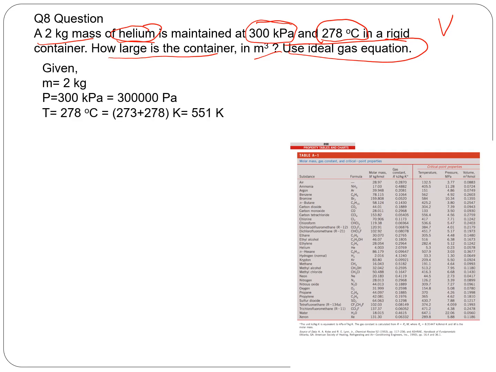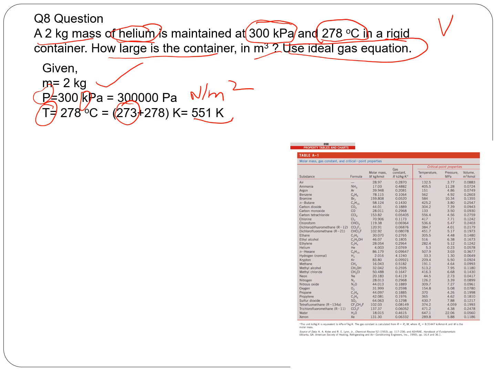So we start with what is given. Mass is 2 kg. As I said before, it's important to convert all the variables to the basic unit. Like here, pressure is 300 kilopascal. Convert to Pascal. Pascal is the same as Newton per meter square, the basic unit. Another important thing I told you before is you should always convert the temperature to the basic unit, Kelvin. So you add 273, and it becomes 551 Kelvin.